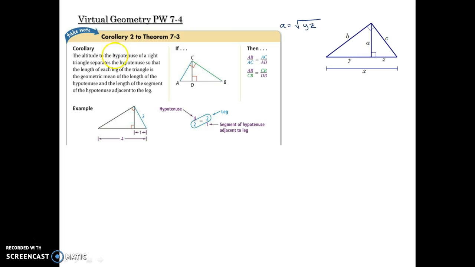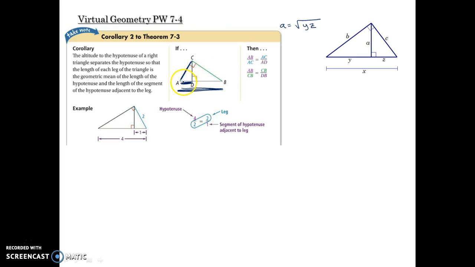So what does the second corollary tell us? It says that this altitude separates the hypotenuse so that the length of each leg is the geometric mean of the length of the hypotenuse and the length of the segment of the hypotenuse adjacent to the leg. So what does that mean? That means that CA is the geometric mean of AD and AB, which up here would be B is the geometric mean of Y and X.